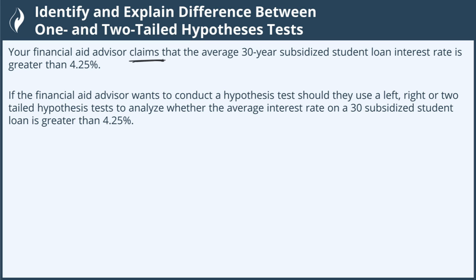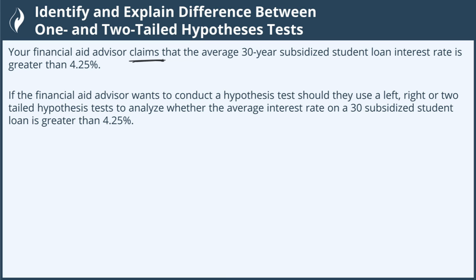Every time I see a claim, I always think about the hypothesis, the null and the alternative hypothesis. This is where you get that from. The claim that the average 30-year-old subsidized student loan interest rate is greater than 4.25%. This is a great example.